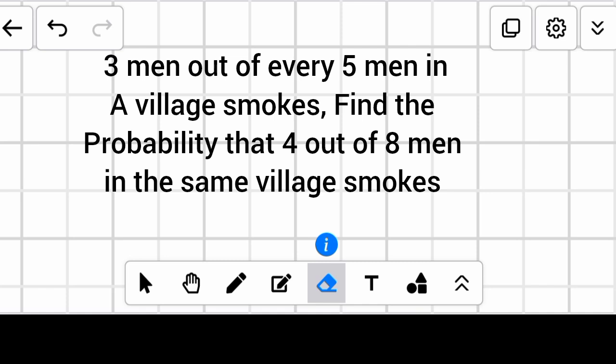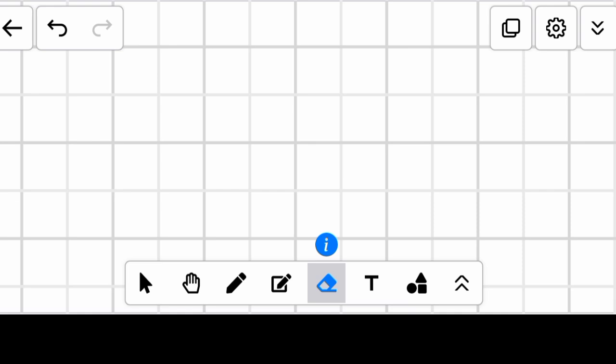The question goes thus: in every 5 men in a village, 3 smoke. Which means picking 5 men in a village, 3 always smoke out of every 5 men. So find the probability that out of 8 men, 4 of the 8 men smoke. This is a typical question, a good question that goes in line with binomial distribution.